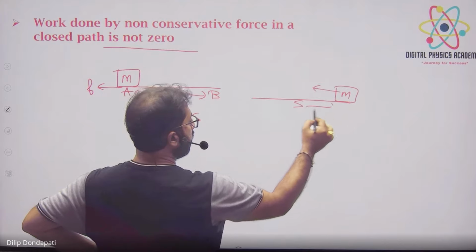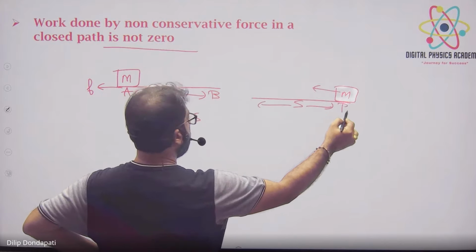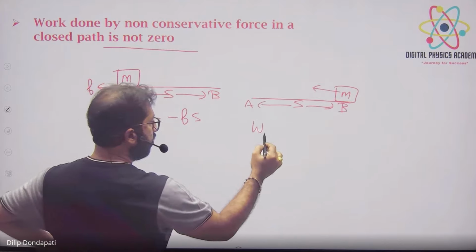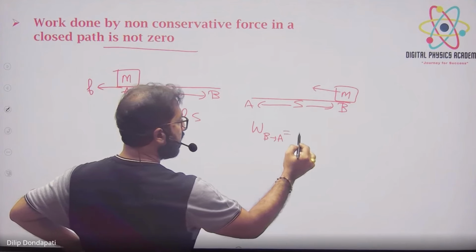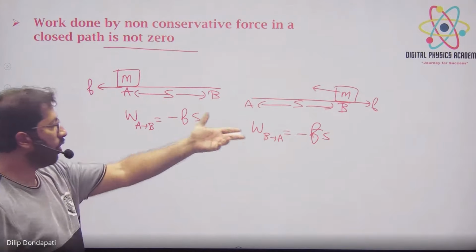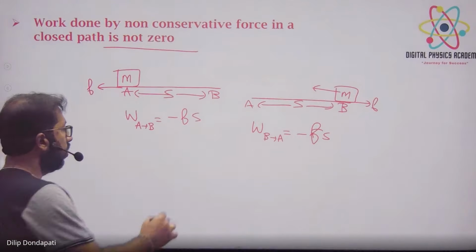Same thing if I want to bring the mass m from here to here. So what will happen? This is B, this is A, right? I want to bring the mass from B to A. Again minus fs, because friction is acting in the opposite direction. Now add, total work done is not 0. Total work done is not equal to 0.